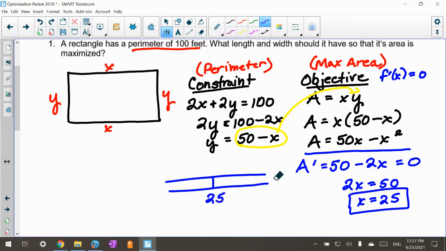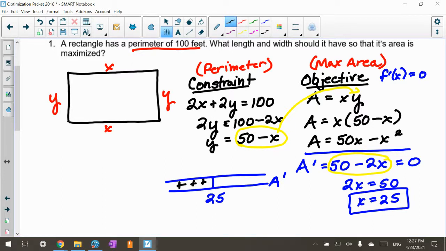25 is, and this is my A prime bar, is I'm going to look to the left of 25, to the right of 25 to see if this is truly a max. So if you look at it right here, our first derivative, and you can put this in your calculator if it makes you more comfortable, is here, if I go to the left of 25, we'll say 20, that'd be 50 minus 40. I'm going to get a positive number.